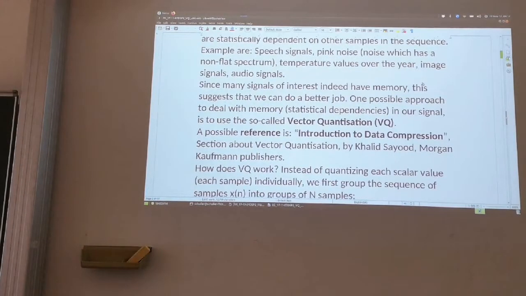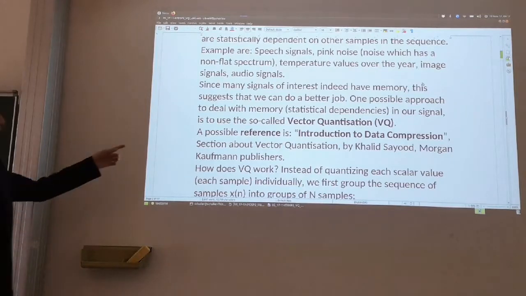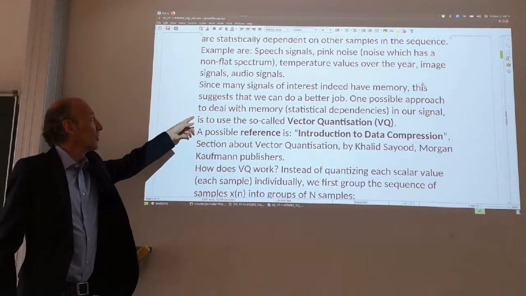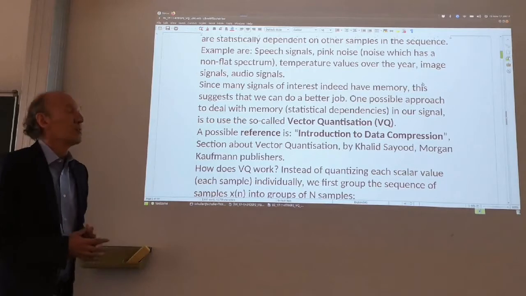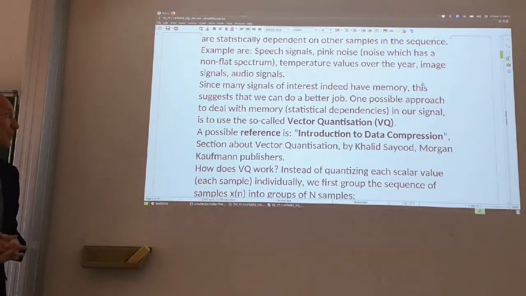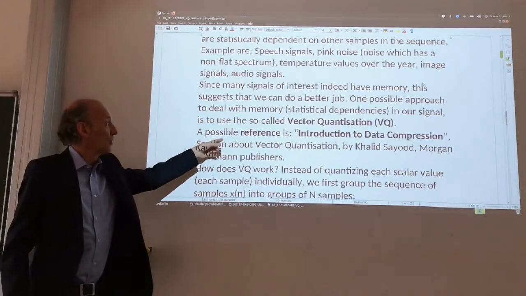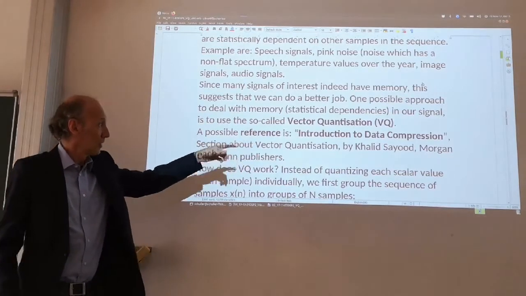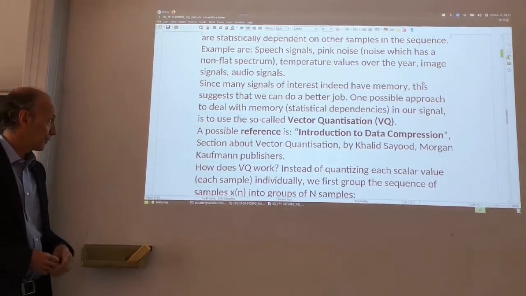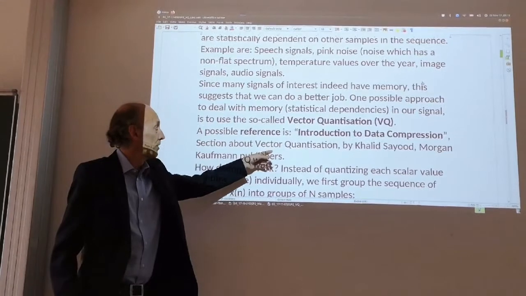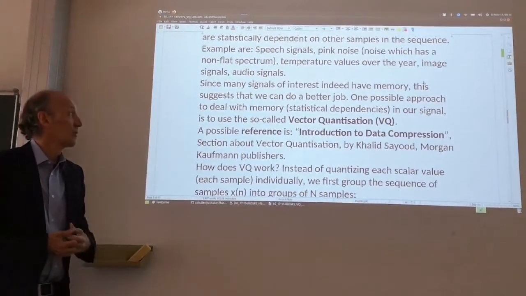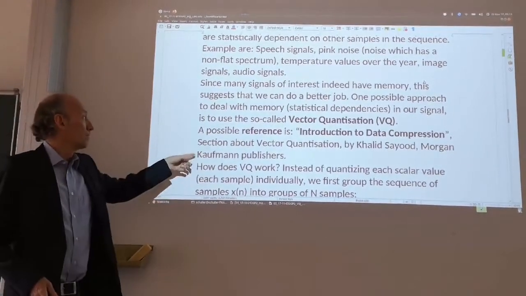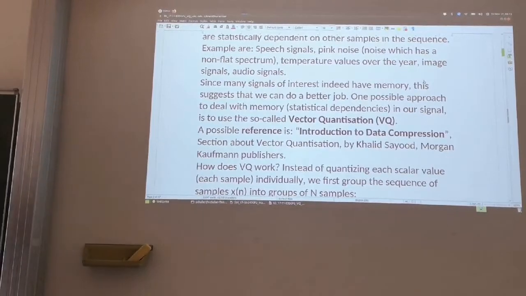So one possible approach to deal with memory or statistical dependencies in our signal is to use the so-called vector quantization. And a possible reference for this is Introduction to Data Compression and the section about vector quantization by Sayood.